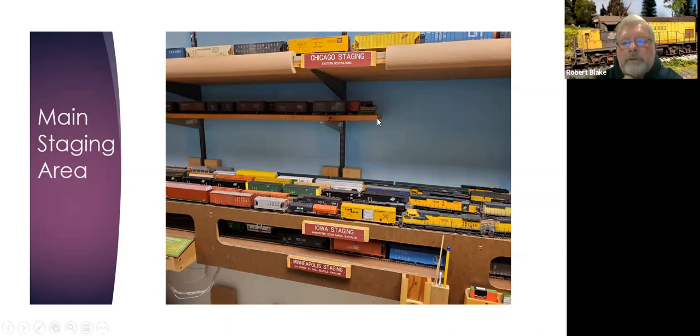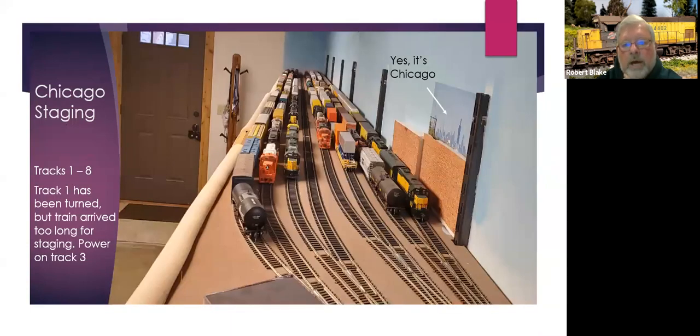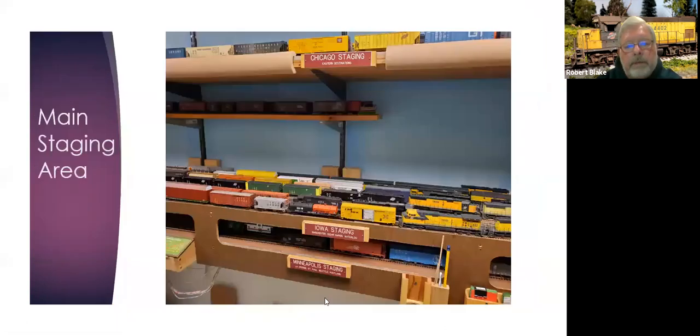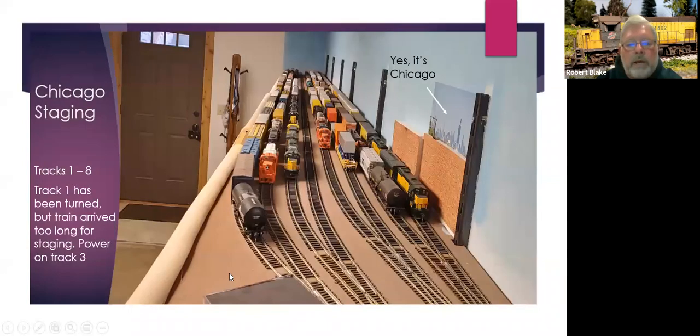Okay, here again is the main staging area with Chicago up on top, Iowa in the middle, and Minneapolis down below. We'll look at each one of the staging yards now in a little more detail. Here's Chicago. There are 8 tracks. Notice the train on track 1 is without an engine. It came into staging a little too long for staging, so the train was turned, and the power that came in on that train is actually parked on track 3 at the moment. The train has been turned, but it has not yet been rebuilt.